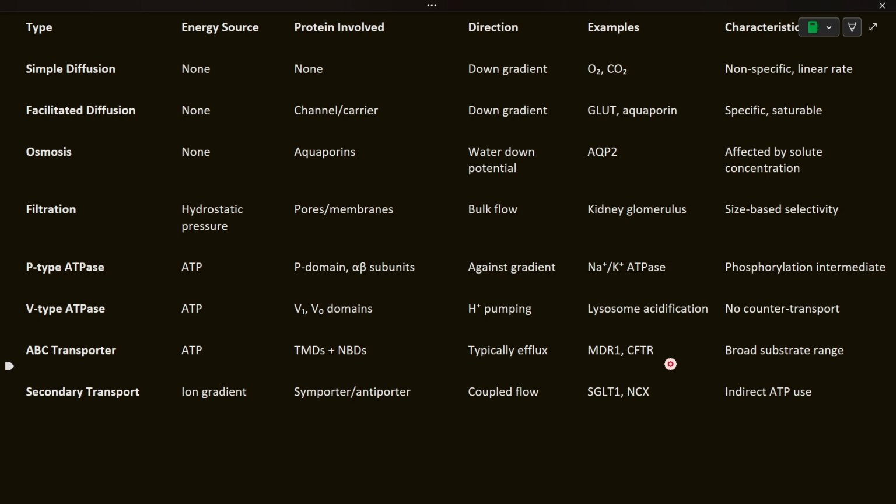So with this, we are done. We have discussed active transport in detail. I hope everything is clear to you all. I hope that the differences between primary and secondary transport are very clear.